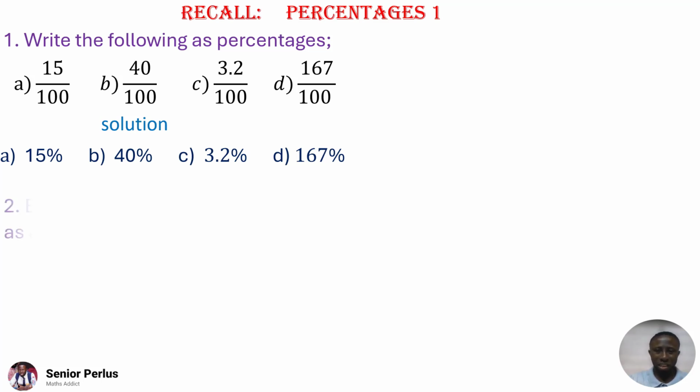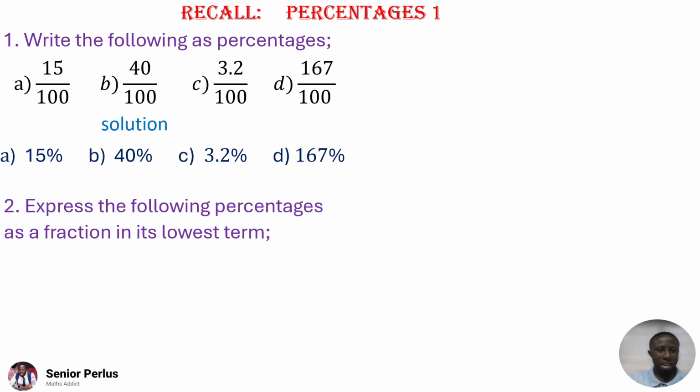Very good. Let's try another one. Express the following percentages as a fraction in its lowest term. So you just express this as a fraction. I'm waiting for your answers. 28%: you express it as a fraction and you reduce it to the lowest form. Good. So we are doing a revision. Let's recall.